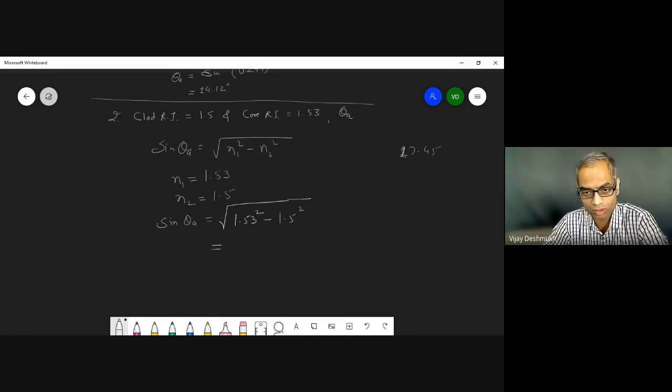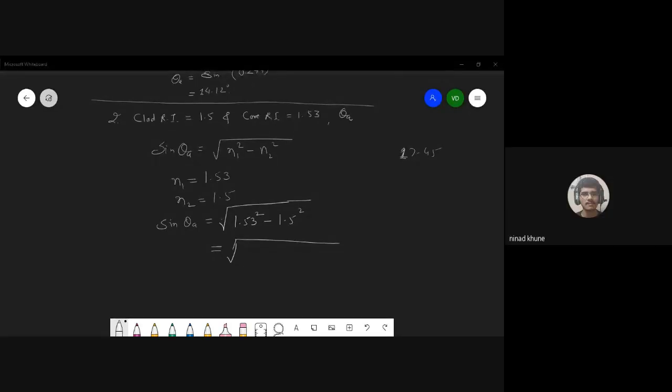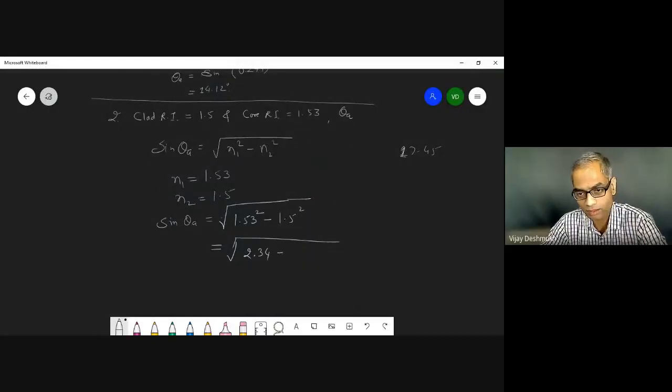Okay. Now you can calculate directly using the calculator. You can just put all these values and get the final answer, or you can calculate stepwise. What is 1.53 square? 2.34. Okay. And then 1.5 square is 2.25. 15 square we know is 225, right? So that you can calculate easily. So now this is square root of 0.09. Am I right?